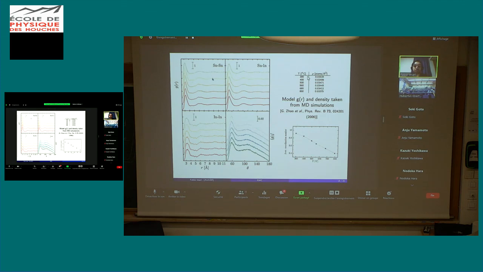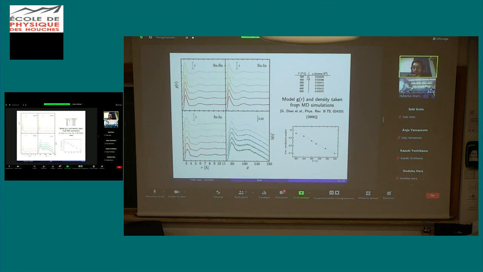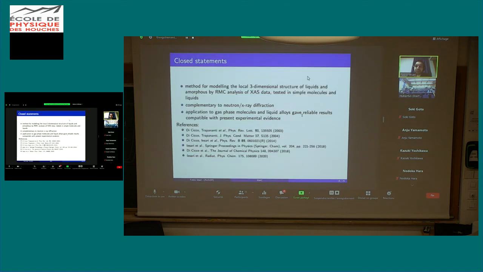And also we did RMC, using the various pair distribution functions and the angles, but we didn't see any change in the structure that was published before. Later there were other papers that confirmed that this transition actually does not occur. So maybe there was some problem in the original paper with the experiment. Okay, so I can conclude here.